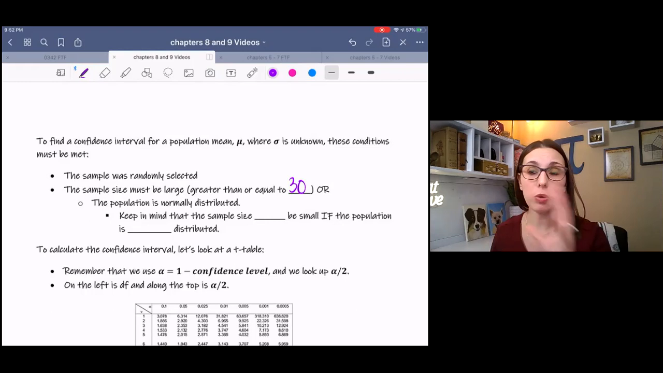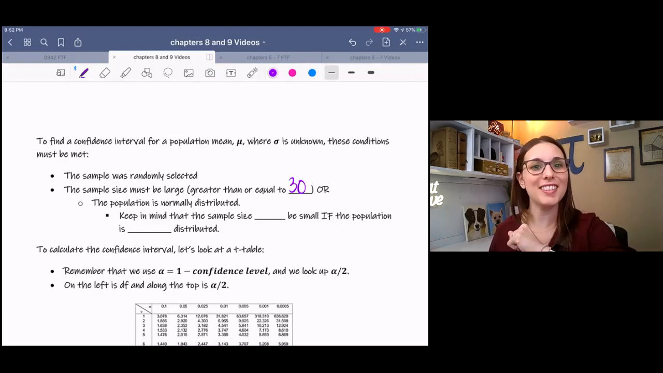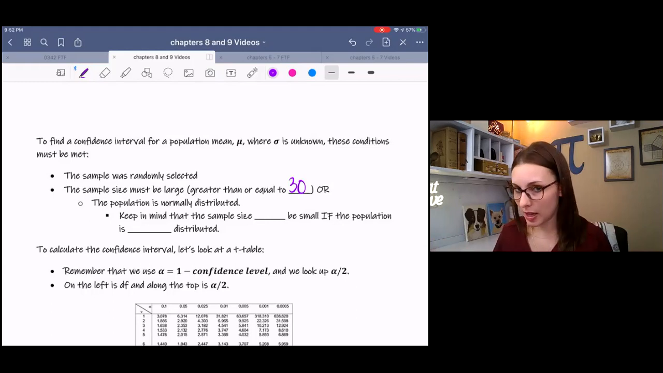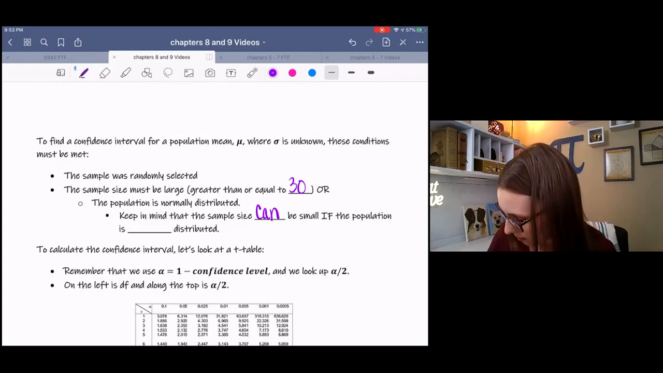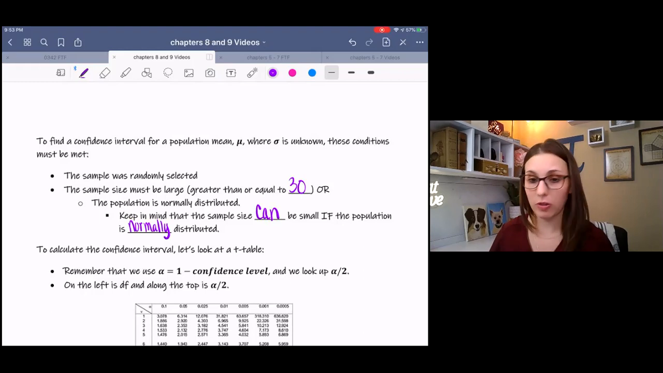So if the problem or the situation doesn't say anything about it being normally distributed or not, you have to pay attention to the sample size. If the sample size is less than 30 and it says nothing about the distribution, then don't do it. Don't find a confidence interval. If it doesn't say anything about the population distribution and it says there were 1,500 samples, then proceed, go on. And keep in mind that the sample size can be small if the population is normally distributed. So if there are 10 samples, but it's normally distributed, proceed.